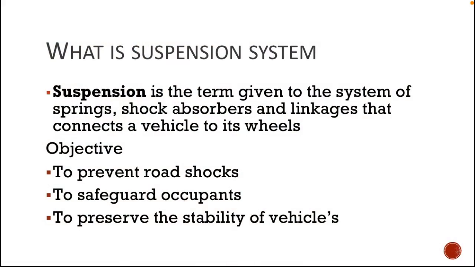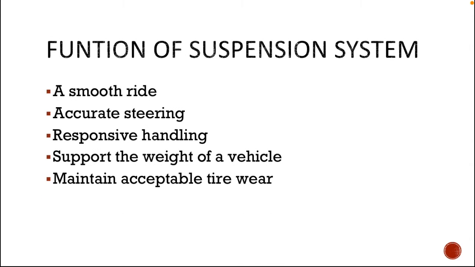So what is a suspension system? Suspension is a term given to the system of springs, shock absorbers and linkages that connects a vehicle to its wheels. The objectives are to prevent road shocks, safeguard the occupants and preserve the stability of the vehicle. The functions of the suspension system are a smooth ride, accurate steering, responsive handling, supporting the weight of the vehicle and maintaining acceptable tire wear.